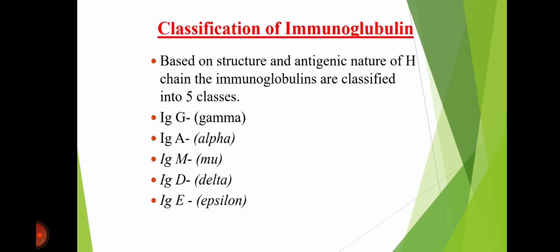Now let us discuss classification of immunoglobulins. Based on its structure and antigenic nature of the H chain, the immunoglobulins are classified into 5 main classes, that is immunoglobulin G, gamma, immunoglobulin A, that is alpha, immunoglobulin M, that is mu, immunoglobulin D, that is delta, and immunoglobulin E, that is epsilon.